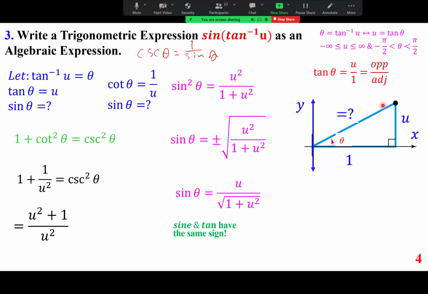So how do you find the hypotenuse? Square these, add them up under the radical. So the hypotenuse becomes the square root of 1 squared, which is 1, plus u squared. And what is sine of theta? Sine of theta is the opposite over the hypotenuse. And that's the same answer. So there are two different ways of approaching it. You can use the right triangle or circle or identities.